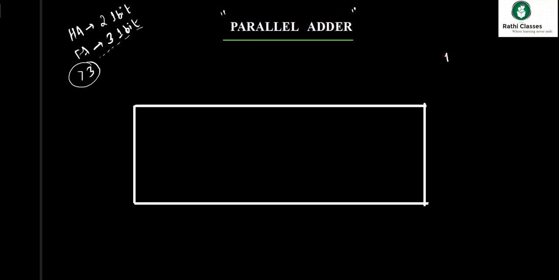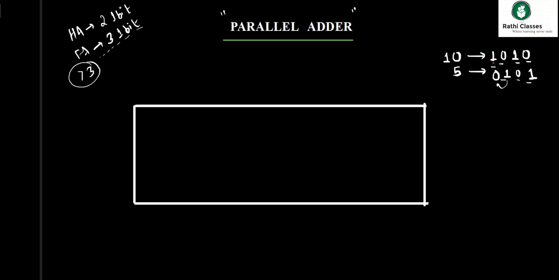For example, I have a decimal number, say 10, and another decimal number, say 5. What is 10? 10 is 1010, that is a 4-bit number, and 5 is 101, that is a 3-bit number. If I compare, here A is a 4-bit number and B is a 3-bit number. So first I will need to make 5 a 4-bit number. How will I make 5 a 4-bit number? By simply adding 0 as the MSB, on the left-hand side.